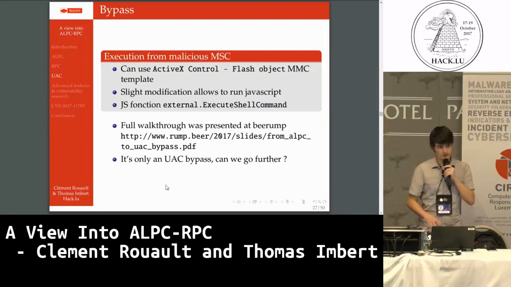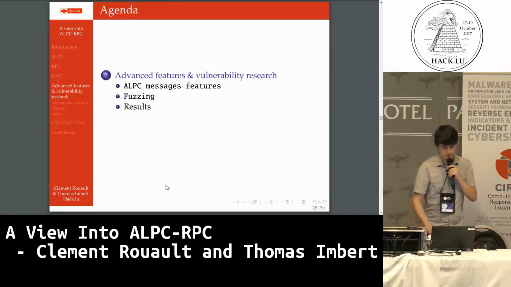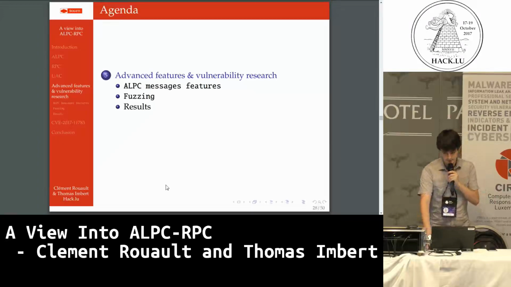So now we found a UAC bypass, but we were interested to go further and try to find local privilege escalation. For that, we took two approaches. The first one was reversing and understanding the ALPC advanced features, and the second one was fuzzing the exposed methods of RPC.